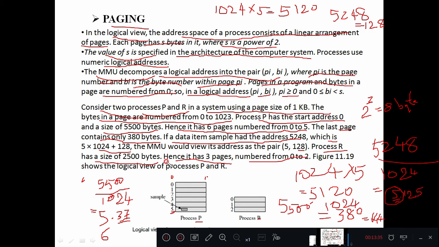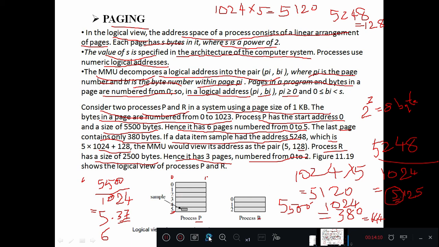Divide again, divide 2500 by 1024, it will come around 2.44, so you require a total of 3 pages to accommodate all these 2500 bytes. Okay, so I hope you understood how to calculate the page numbers as well as byte numbers, and even how to identify, how to locate a particular byte or particular memory which we are looking at.